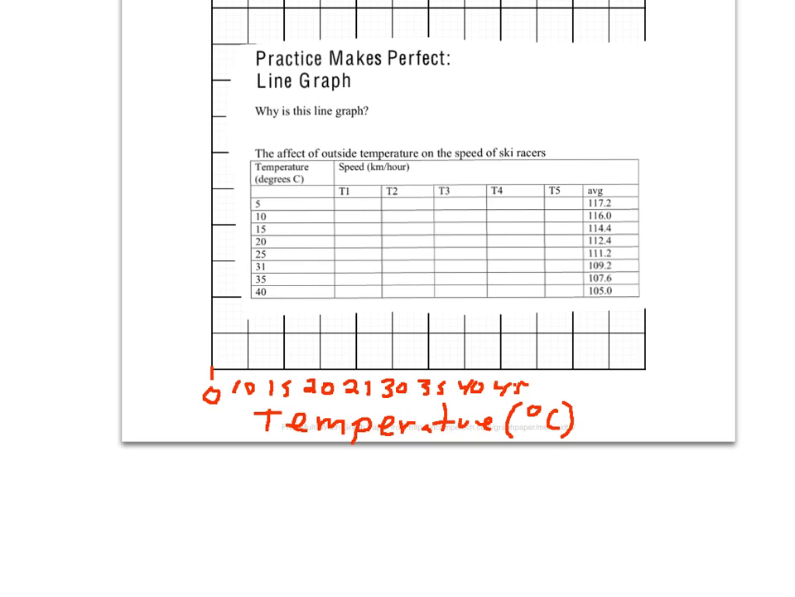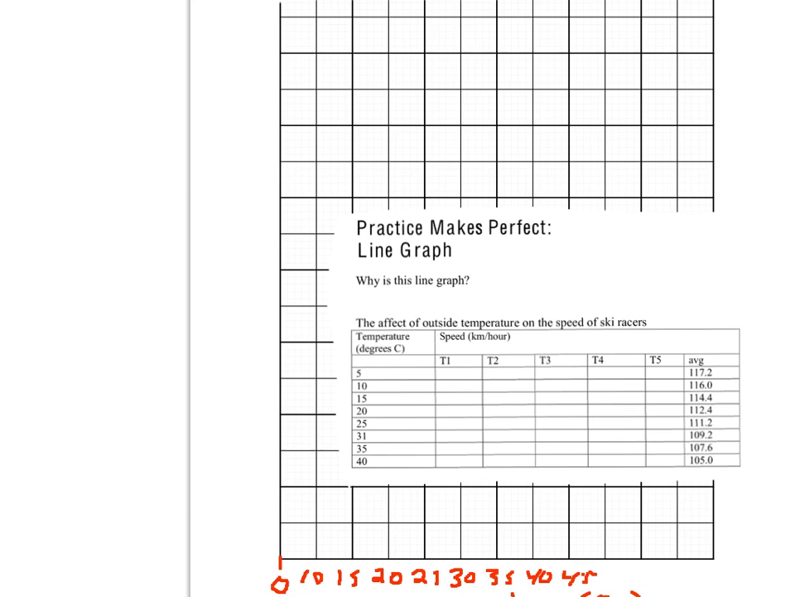Now we need to come up with our y-axis. For our y-axis, we look at our responding variable, and our responding variable is speed. And these are the speeds that we got. So let's label our y-axis. The y-axis is going to be labeled speed, and the units are kilometers per hour.